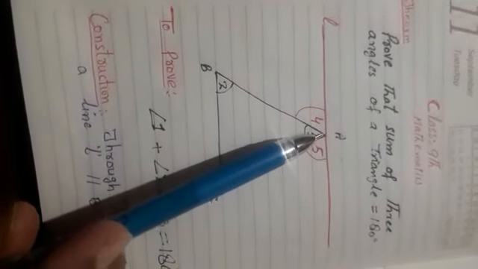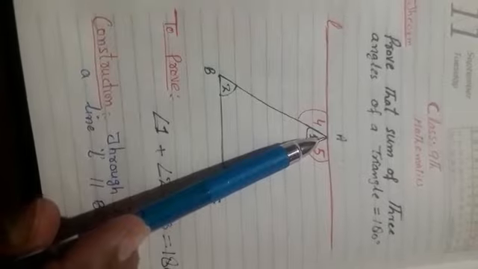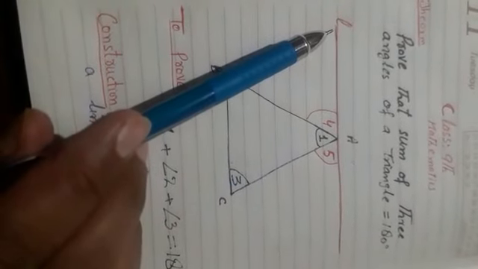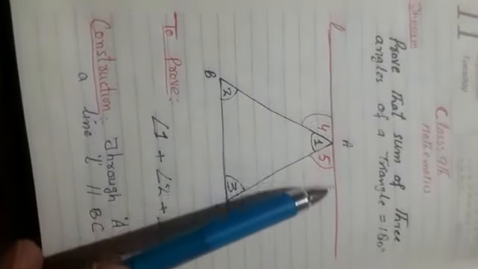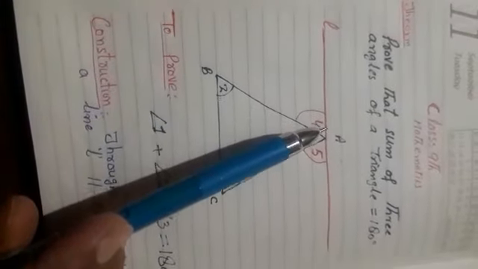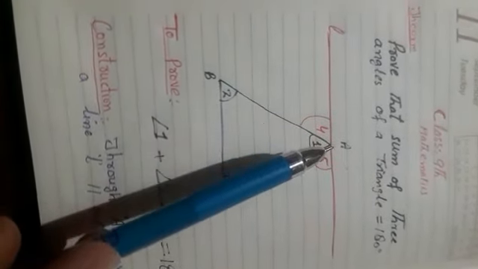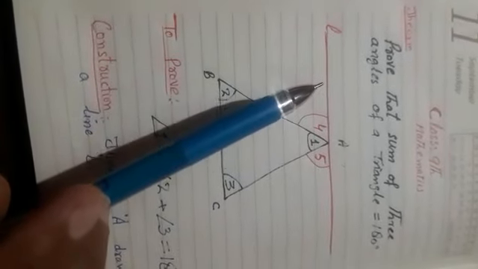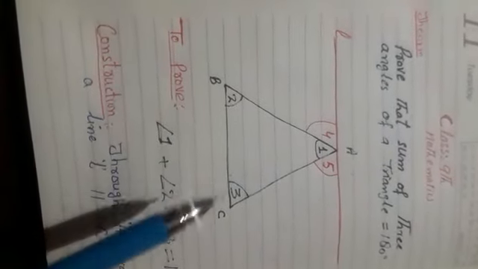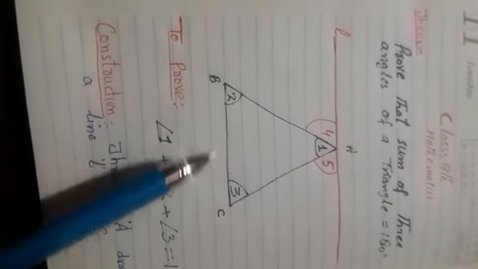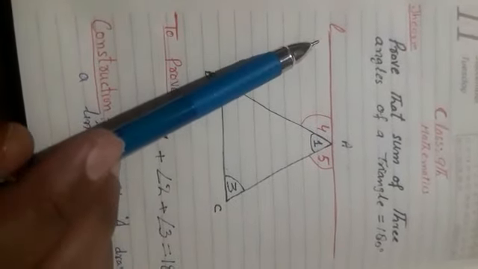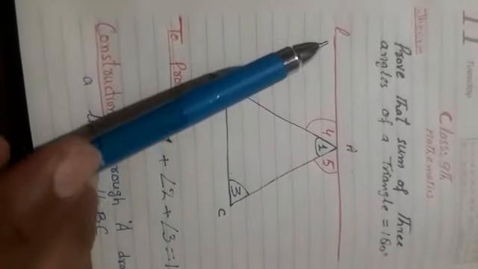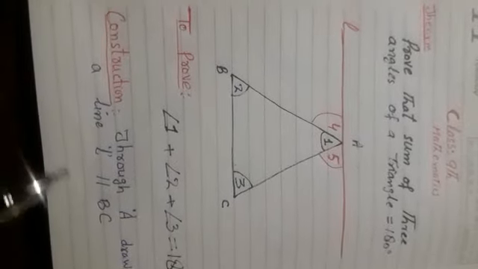From this point A, we have to draw a line segment. You can have a look. This is line segment L, drawn through A in such a way that it must be parallel to BC, one of the sides of the triangle. So L parallel to BC, we have to draw L parallel to BC. This is what I write: through A, draw a line L parallel to BC. Now I can write L parallel to BC.